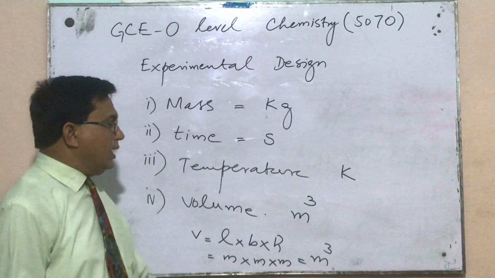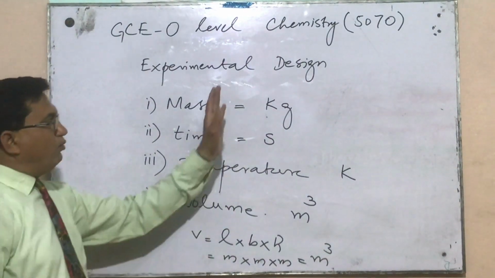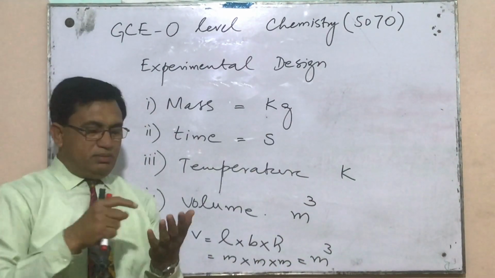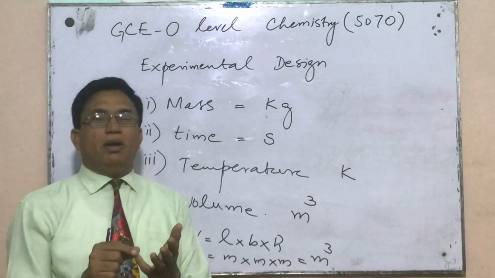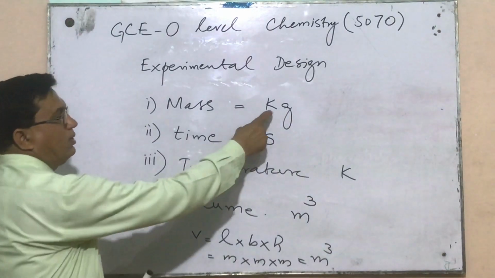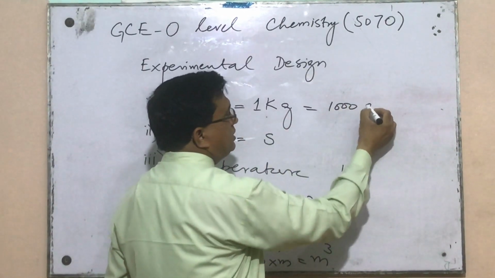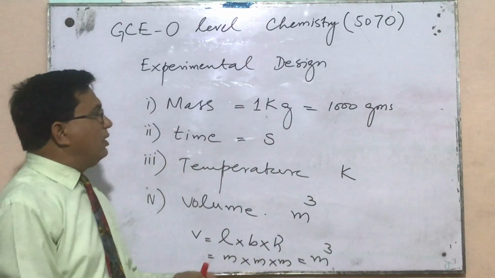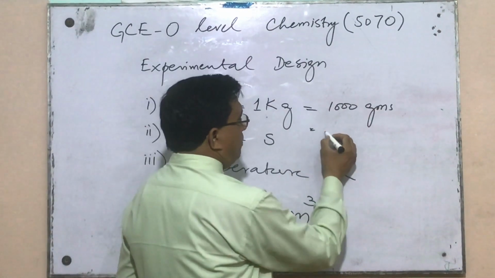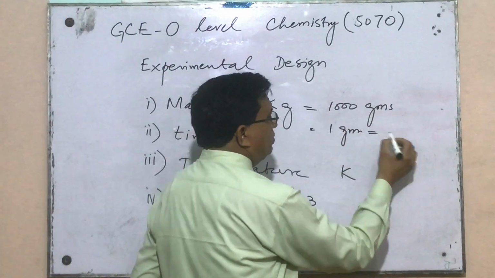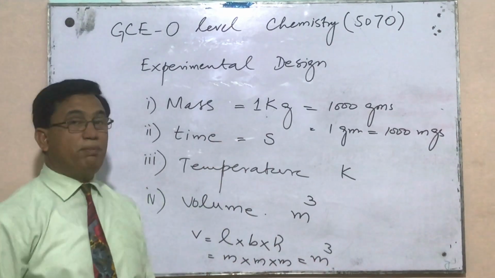But normally in chemistry we use decimeter instead of meter. Now we are going to discuss some multiples and sub-multiples of all these units which we use in chemistry measurements. For example, 1 kg is equal to 1000 grams. 1 kilogram contains 1000 gram, and 1 gram is equal to 1000 milligrams. Milli means thousandth part of a gram.